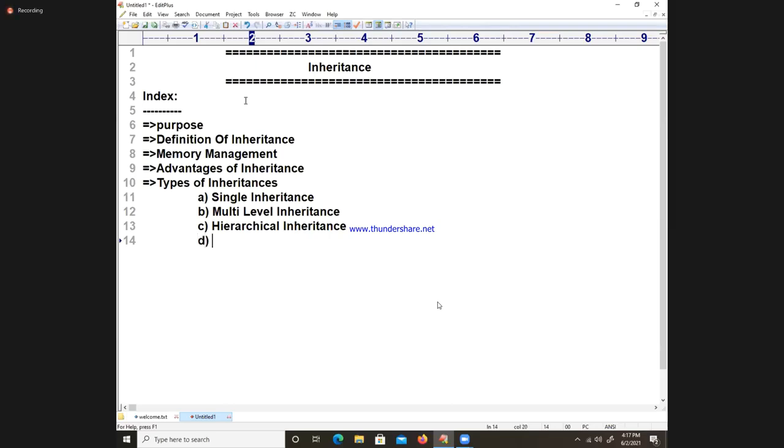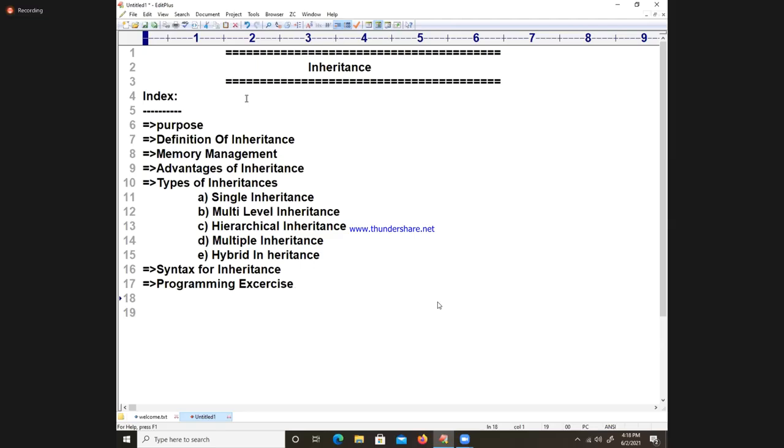The next one, D, is multiple inheritance. E is hybrid inheritance. After that, the syntax for inheritance. And next we are going for a programming exercise.